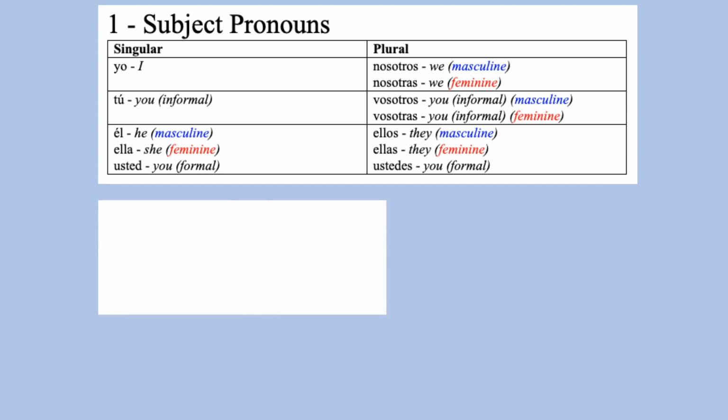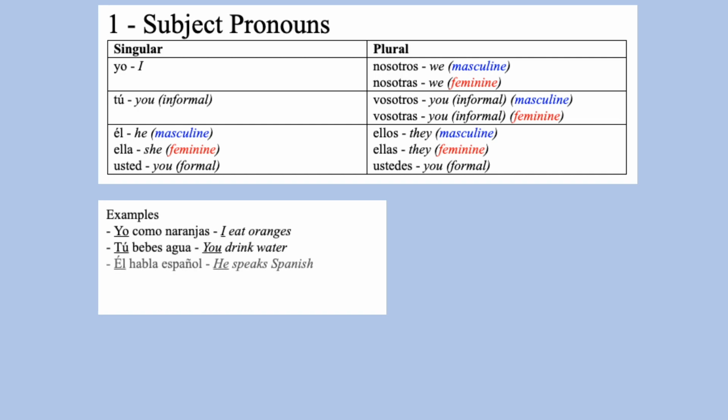A few examples. Yo como naranjas. Tú bebes agua. Él habla español. Nosotros vivimos en España. Ellas caminan al parque. All of these sentences are in the present tense, and with a change in subject, we also have a change in the verb ending or conjugation.